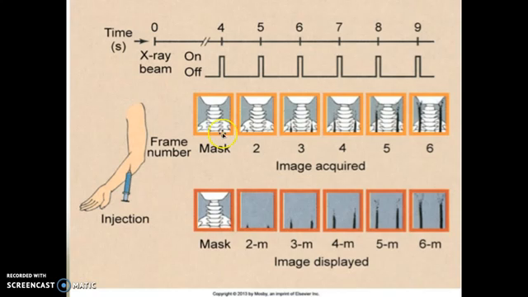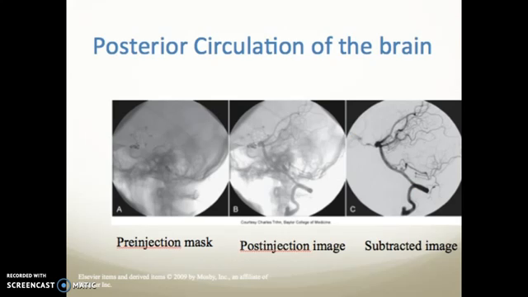So this gives you an idea. Here's your mask, and you can see it's taking the images and then subtracting out the bone and everything else that was the tissues that were in there. So here's the posterior circulation of the brain. Here's your pre-injected mask. Here's your post-injected image, and then it subtracts it so you only get the contrast.